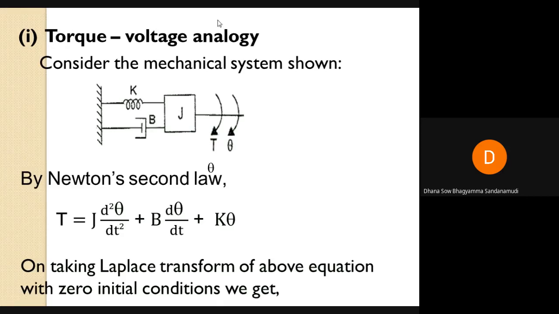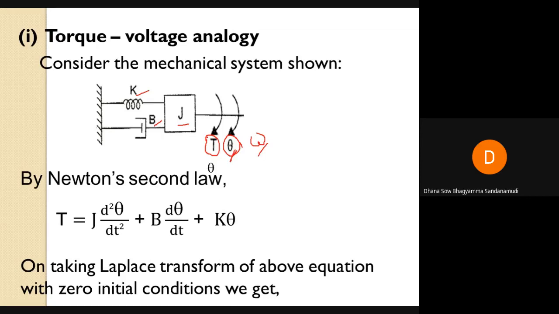I'm considering a mechanical rotational system here, and the three basic elements are moment of inertia, friction, and elasticity. The input is the torque. When torque is applied, the output is the angular displacement. When angular displacement occurs, automatically angular velocity will also occur. So you must consider the angular displacement as well as angular velocity.